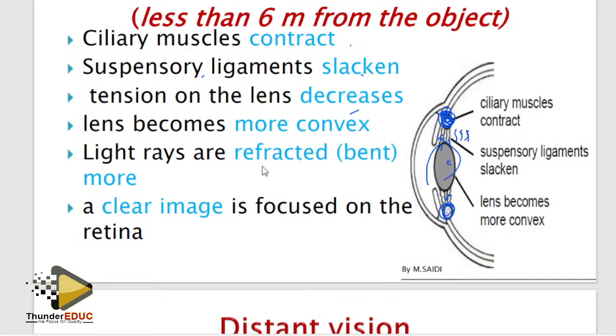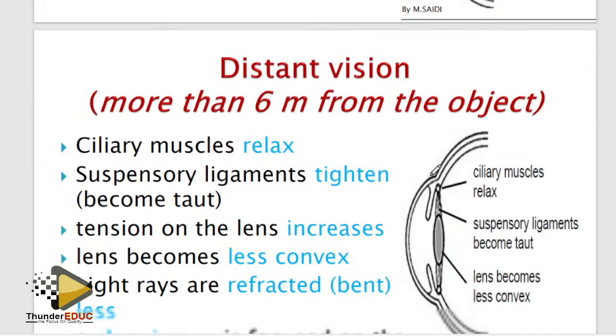How do you see a far object? You see it too small. Therefore, the lens is supposed to be small. How do I make this lens go from small to big? It means that the tension must be relaxed. If the tension is relaxed, it means that the ciliary muscles must do what? Contract. Then the suspensory ligament must slacken. You understand? And then the tension on the lens is going to decrease, and the lens is going to become more thick, which you call more convex. If you don't remember the word more convex, you can say more thick. We also give you a tick on that. So this is the difference.